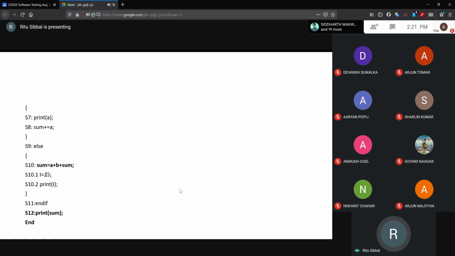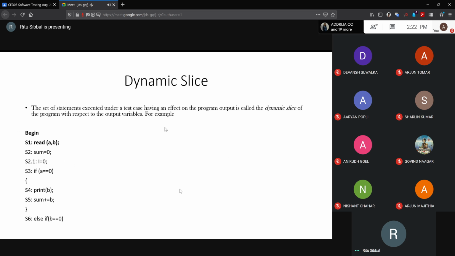So the idea behind this dynamic slice is that only those test cases which have statements where there is a change in the output variable are run. Those test cases execute the set of statements in which we have made changes to the output variable statements. So there is a possibility of an effect on the output variable because we have modified the relevant statements. So only those test cases are run. So that is dynamic slice.